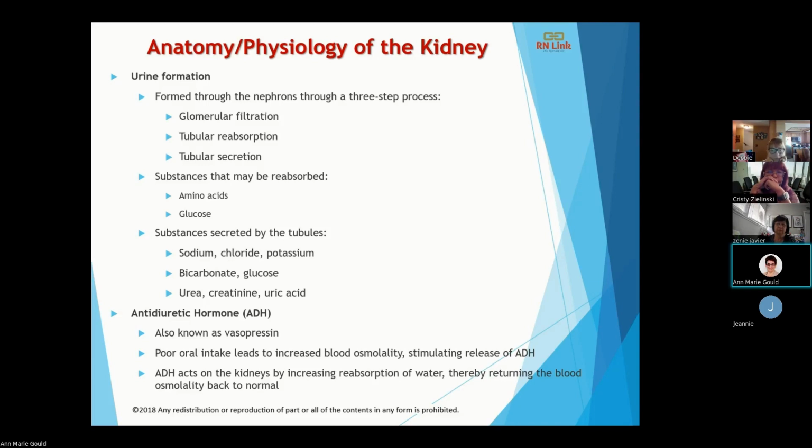So that's why it's really important to understand what substances are reabsorbed and what substances are secreted in order to maintain that kidney function. Now, your ADH, your antidiuretic hormone, is also known as vasopressin. Poor oral intake leads to increased blood osmolality, and that stimulates the release of the ADH. Your ADH also acts on the kidneys by increasing reabsorption of water, thereby returning the blood osmolality back to normal.